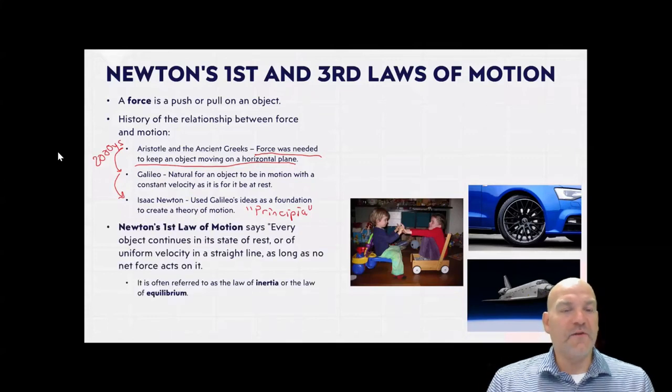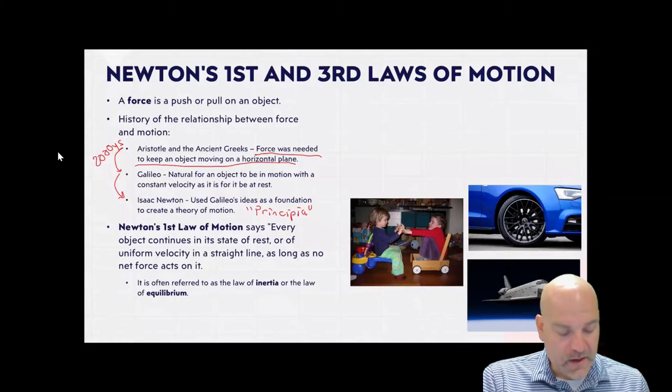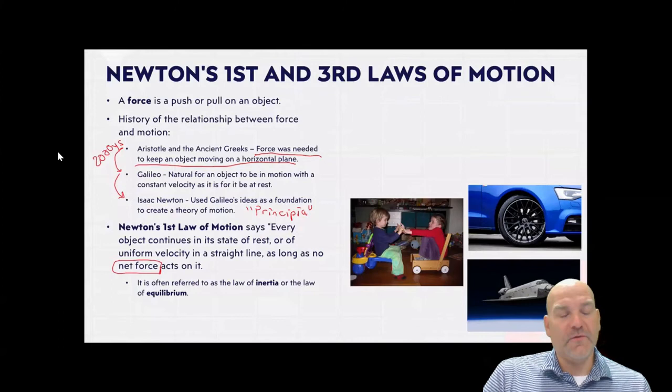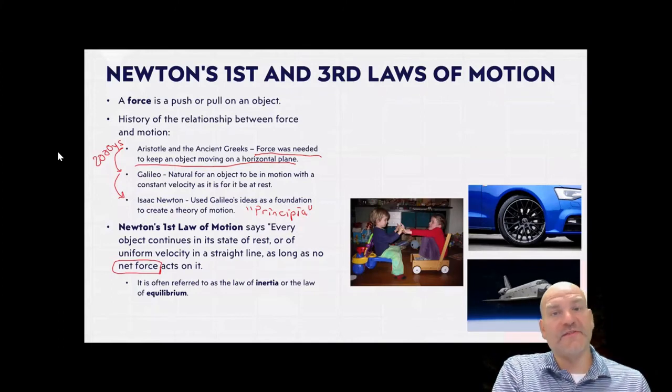And so his first law states that every object continues in a state of rest or of uniform velocity in a straight line as long as no net force acts on it, okay? And so that net force term, right? So all the forces that are acting on an object, so he's just going to say it's going to keep moving at a constant velocity or it's going to stay at rest until you basically do something to it.